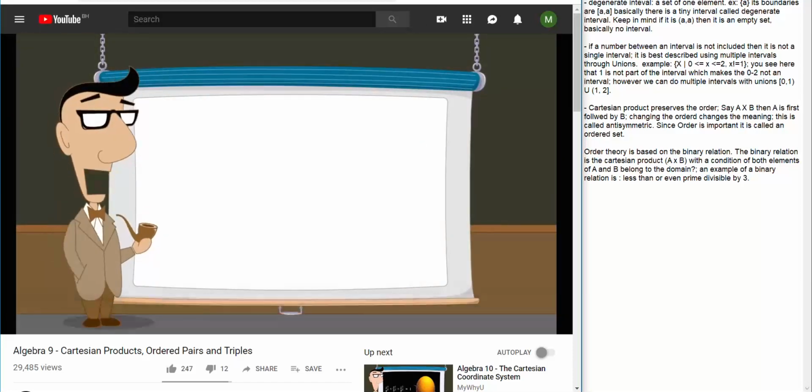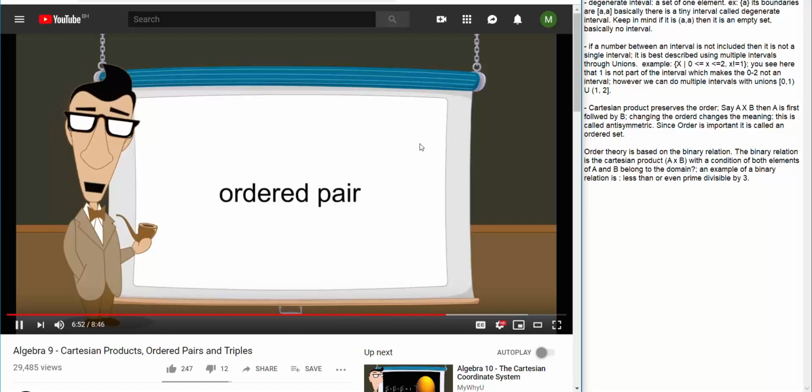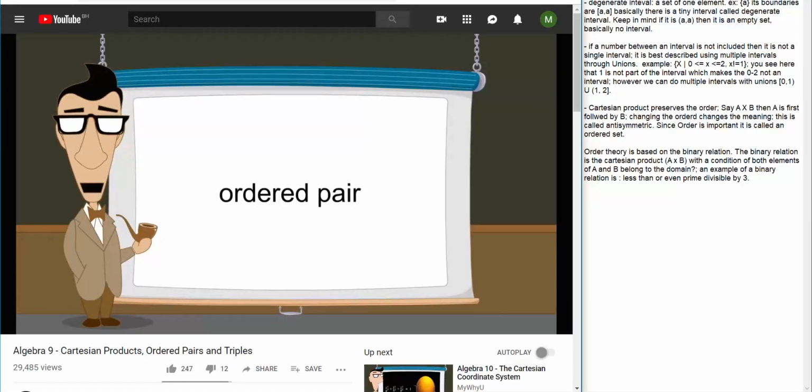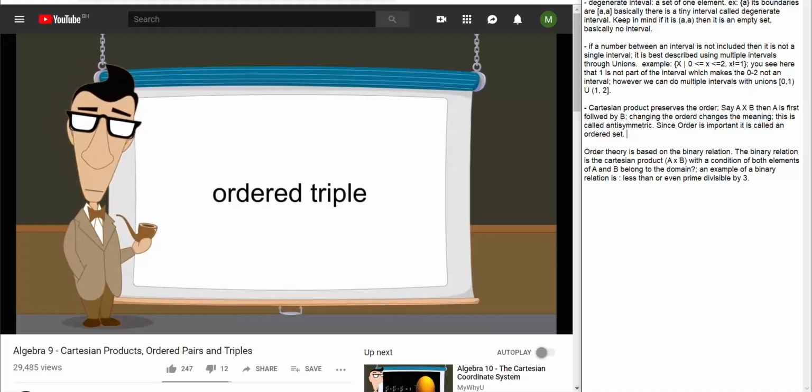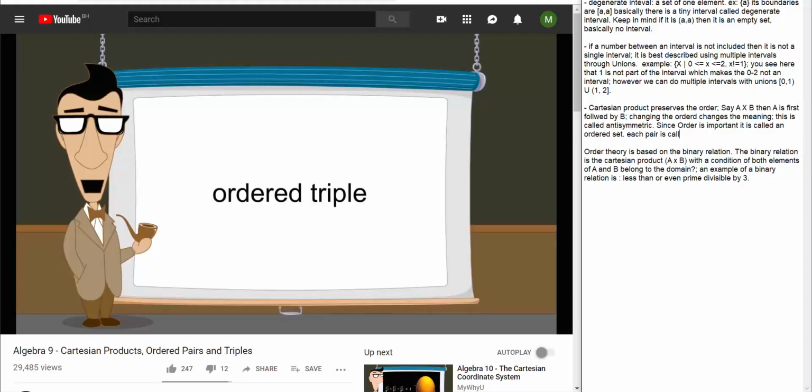We have seen that we can form the Cartesian product of 2 sets to create elements called ordered pairs, and we can form the Cartesian product of 3 sets to create elements called ordered triples. In fact, Cartesian products can be created from any number of sets. In general, the elements of a Cartesian product formed from n sets are referred to as n-tuples.